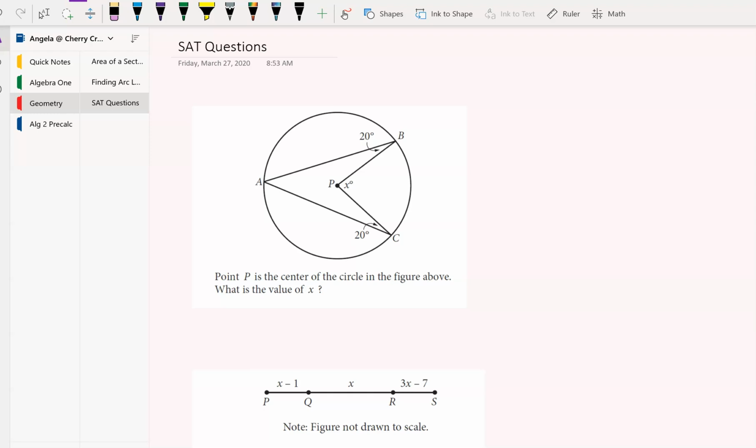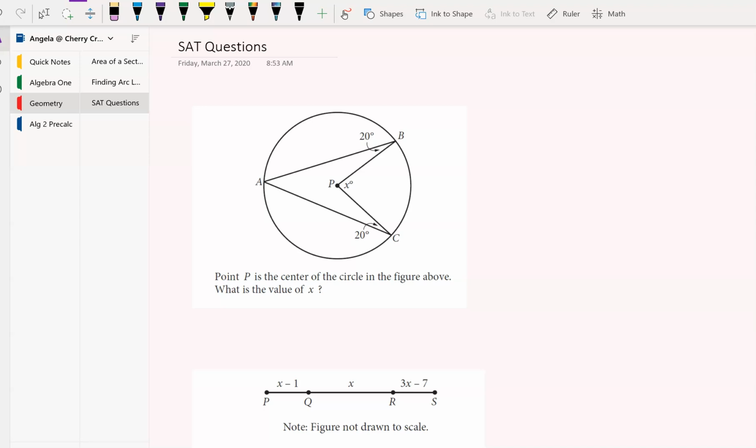Here we go with some SAT prep questions. One of the things that I'm asking my geometry students to do, and I think it's a good idea for all students as they're working through their high school math courses, is to stay up to date on SAT questions that are going to be utilizing some of the content pieces that you're learning, and also just to practice the format and practice the types of questions you're going to see.